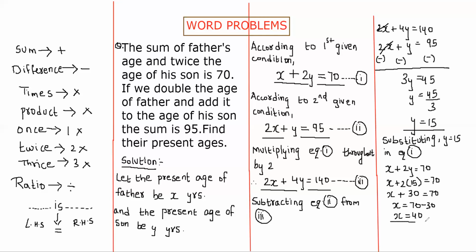Our final answer in the word problem should be in a statement, students. Therefore, our final answer is: father's present age is 40 years and son's present age is 15 years. I hope you have understood, students.